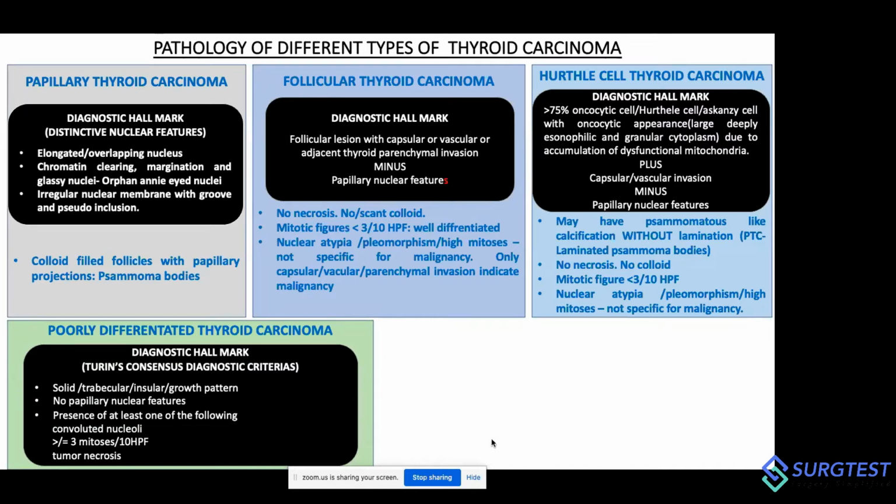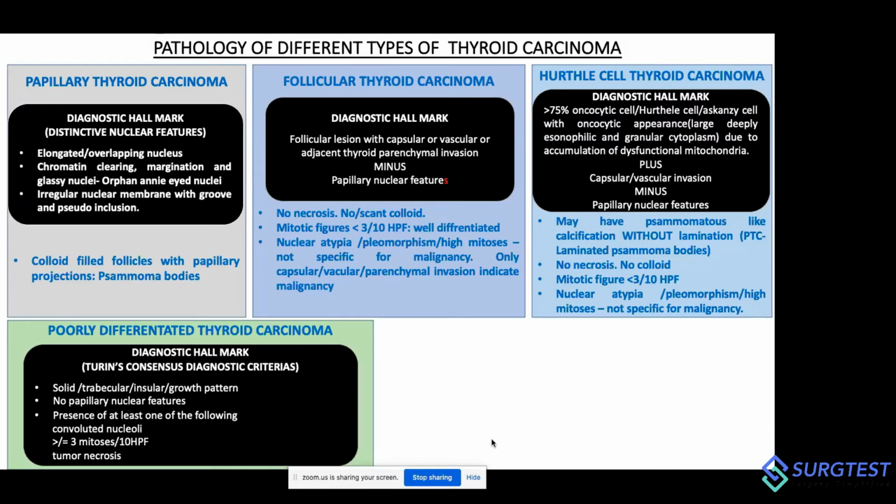Now the poorly differentiated thyroid carcinoma, there is the Turin consensus diagnostic criteria. You just have to remember these 3 points. All three should be present. Again, no papillary nuclear feature. You can see that we start our cytological classification only after seeing the nucleus. No papillary nuclear features, then let's talk about other things. So no papillary nuclear feature with solid, trabecular, insular growth pattern and at least one of the following: convoluted nucleoli, more than or equal to 3 mitoses.